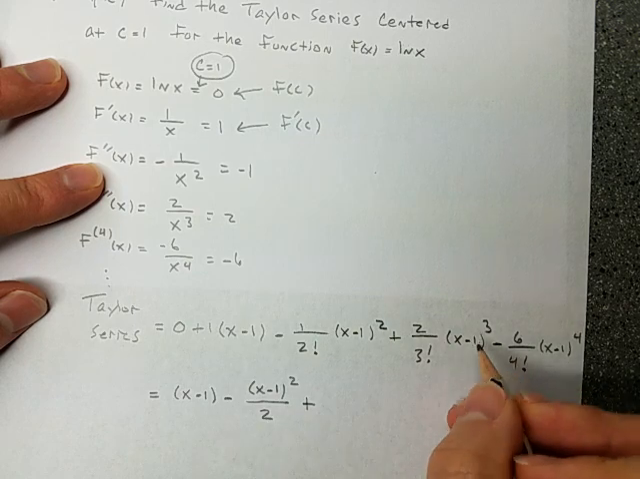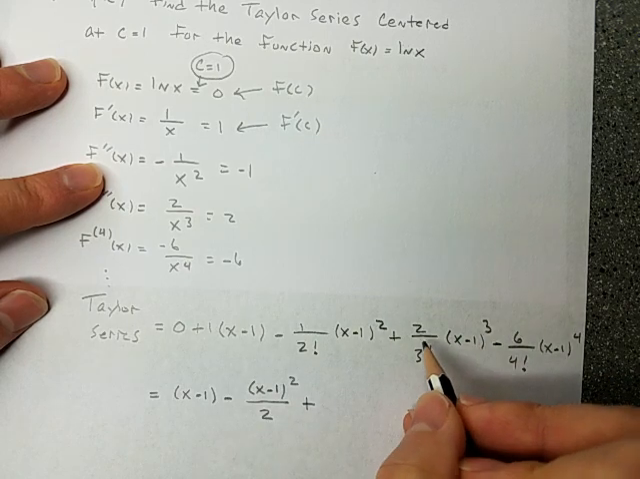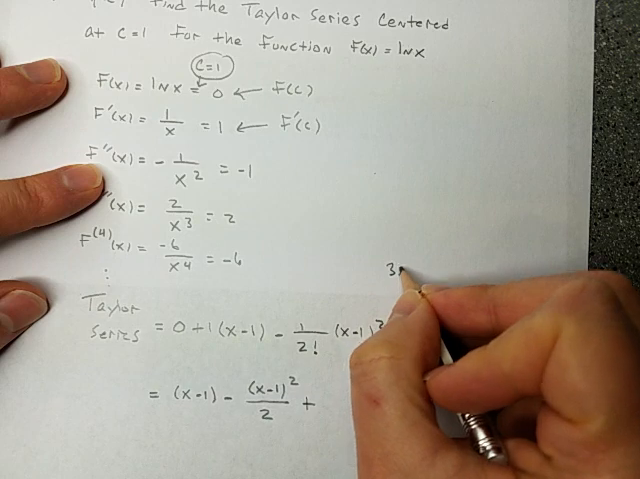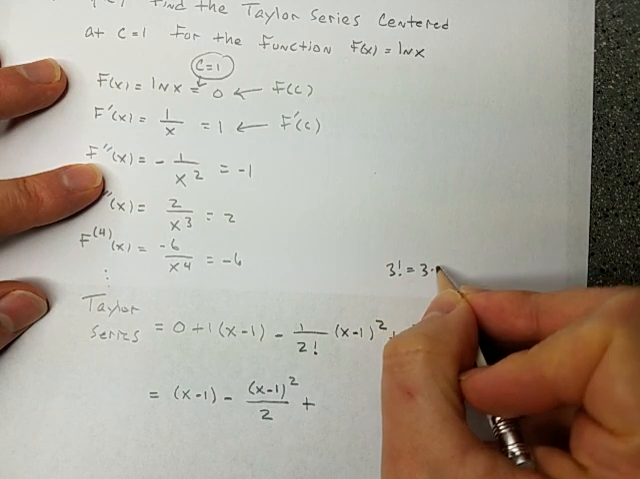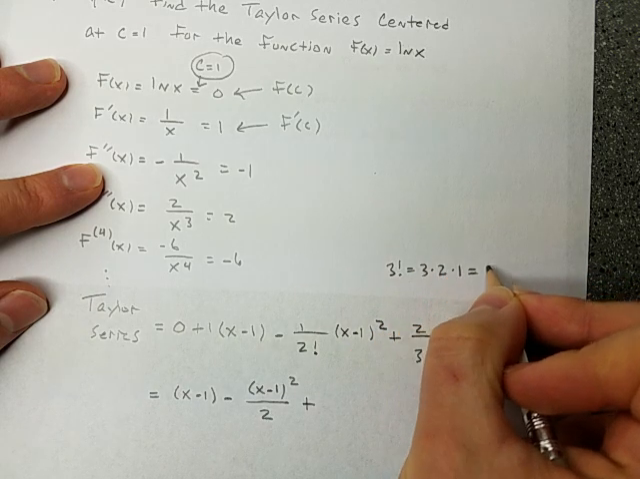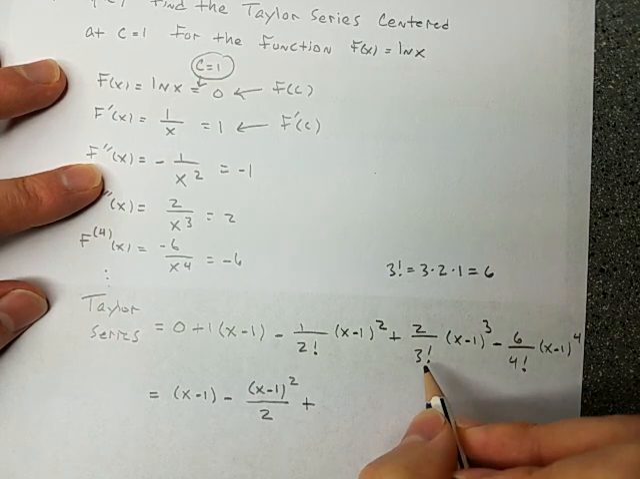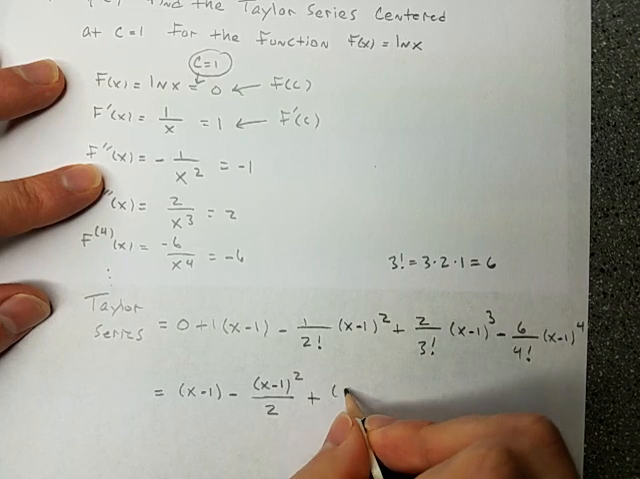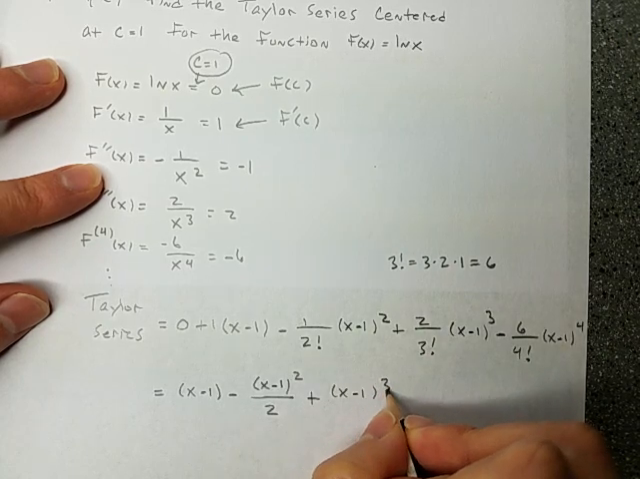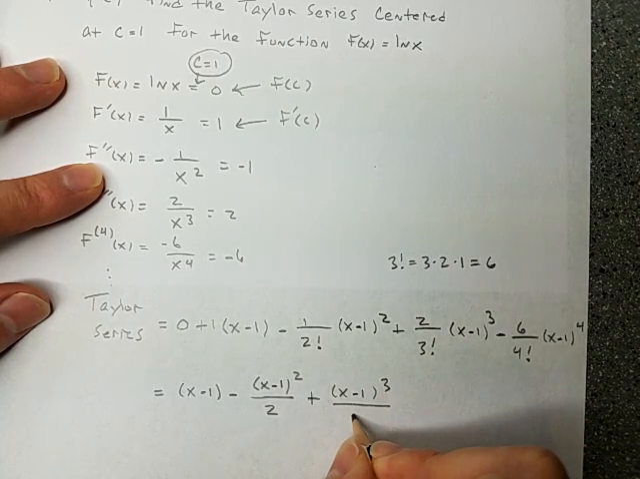And then this one right here. Look at how these cancel. What's 3 factorial? 3 factorial is 3 times 2 times 1. It's just 6. So what I'm looking at here is 2 over 6. That's a 3 then, 2 over 6. So I'm going to write x minus 1 to the third power over 3.